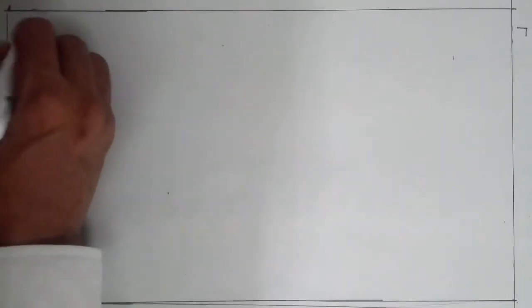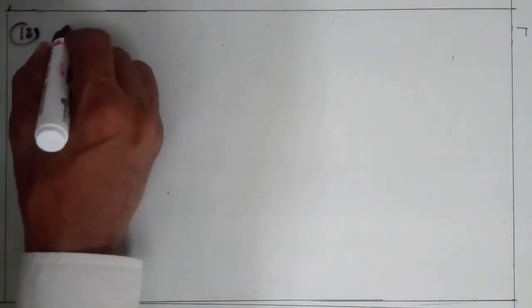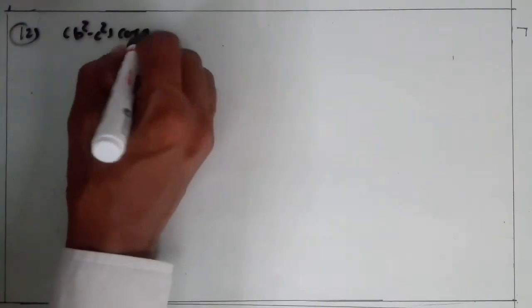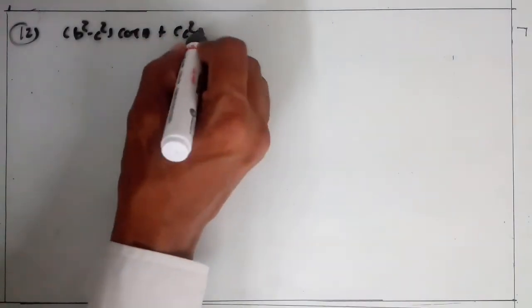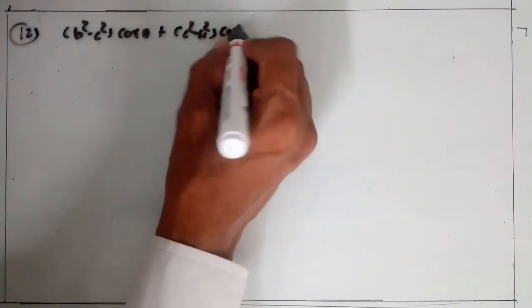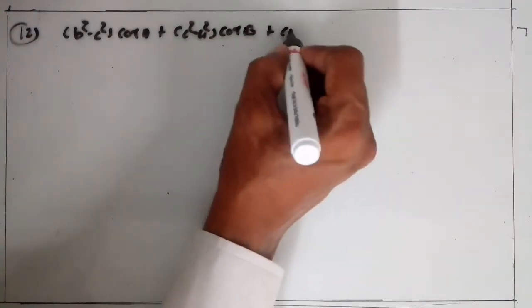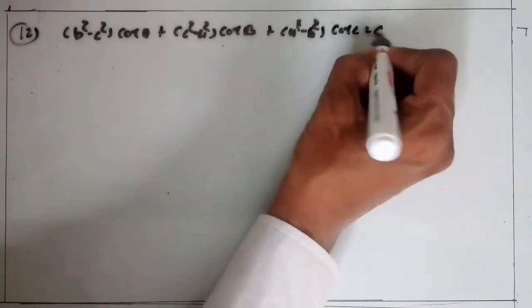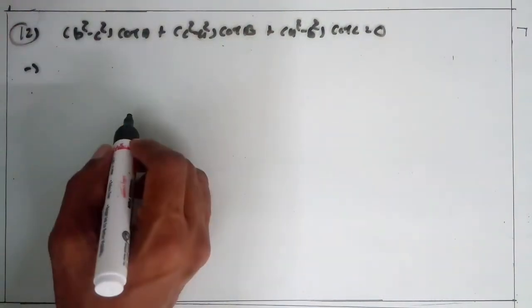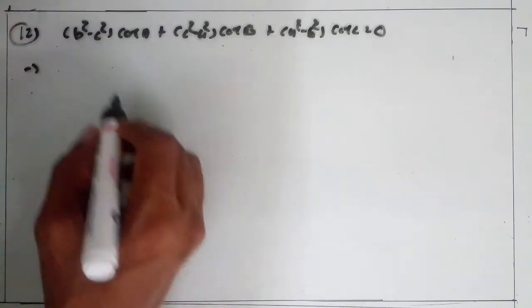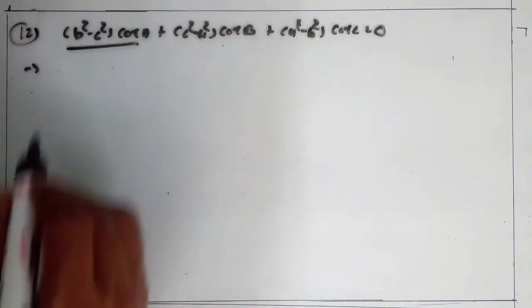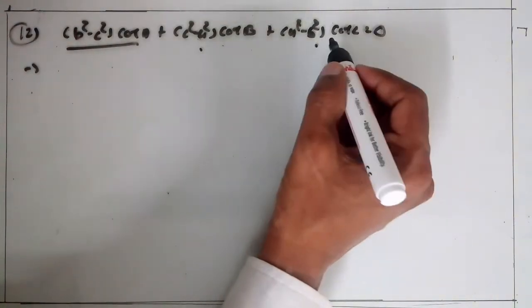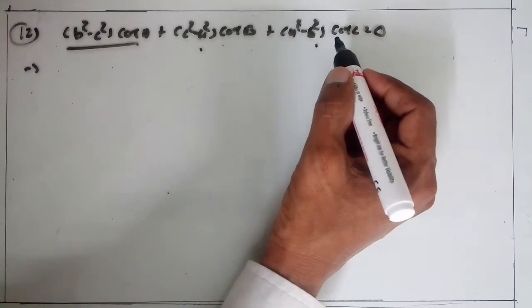Now question number 12. Prove that (b² − c²) cot A + (c² − a²) cot B + (a² − b²) cot C = 0. Here we simplify only one term, and for the next two terms we write similar terms.